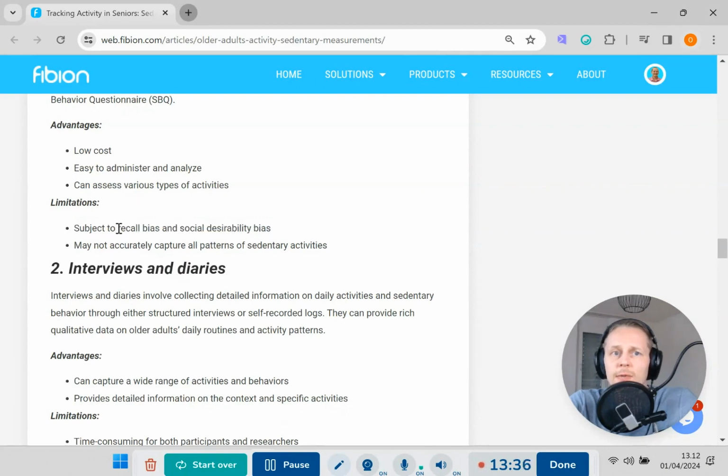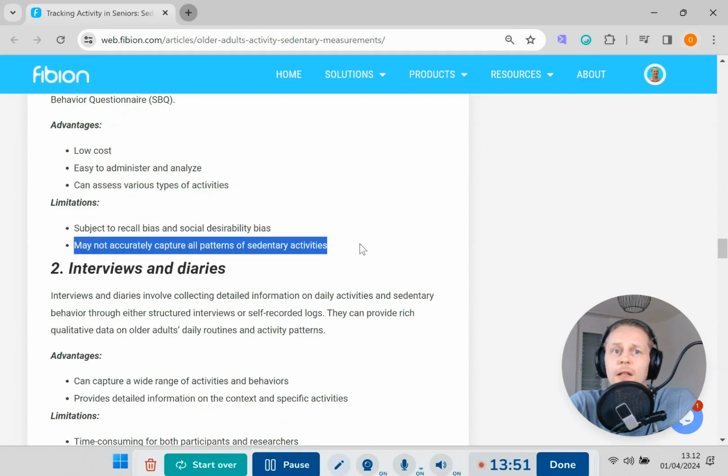And especially when we start to get very old participants who might have problems with memory, this really needs to be considered, the recall bias. How much will it influence the results? And it may not accurately capture all patterns of sedentary activities.